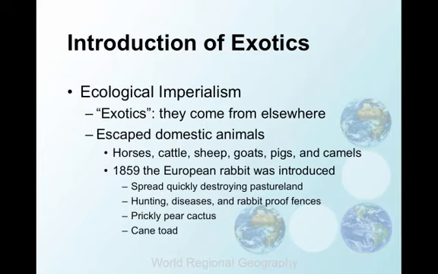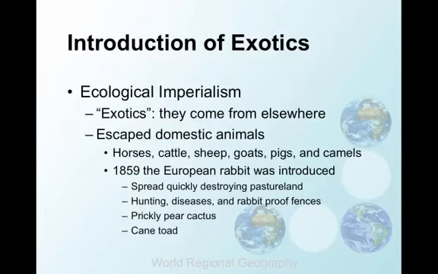Importantly, we have in this region the introduction of exotics. And so this is a term that gets us to learn about ecological imperialism in the region. Exotics simply means something that comes from elsewhere. And so in the region, you have a lot of escaped domestic animals that came with early explorers and then also colonizers. You have horses, cattle, sheep, goats, pigs, and camels, among many other animals that are not native to the region, but quickly changed the ecosystem in the region.